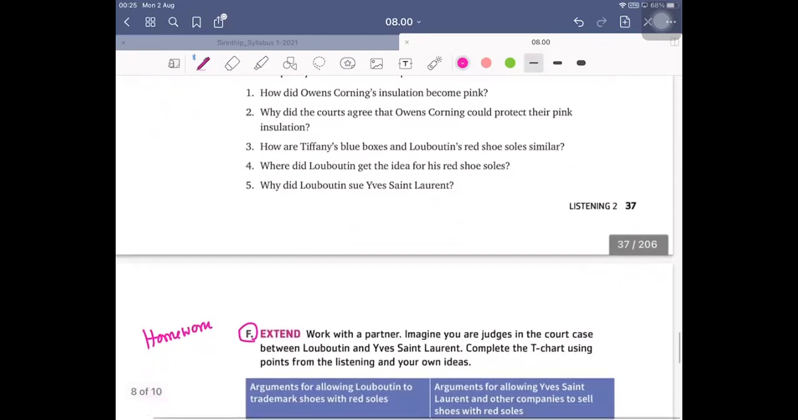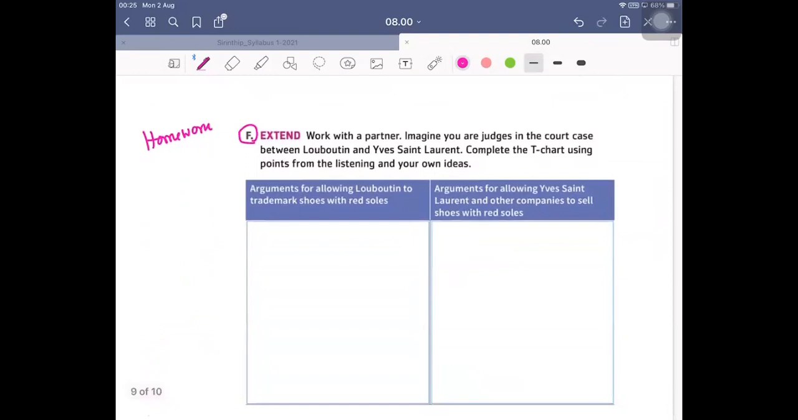And the second part here, work with a partner. Well, just forget about it. Just do it yourself. Imagine you're judges in the court case between Louboutin and Yves Saint Laurent. Complete the table using points from the listening and your own ideas. So basically in the listening, of course, they're going to talk about these two brands, and try to listen to what they're talking about. What problems do they have? Why did they have to go to court? And who is suing who and what's going on there? We're going to talk about that on Thursday as well, about this case here, about the two brands here.